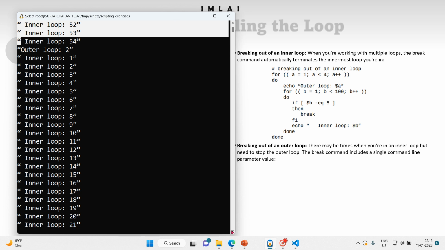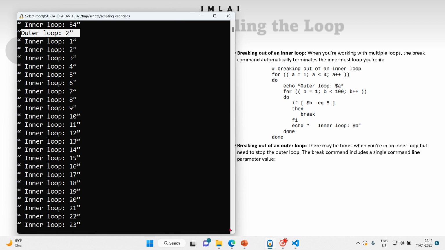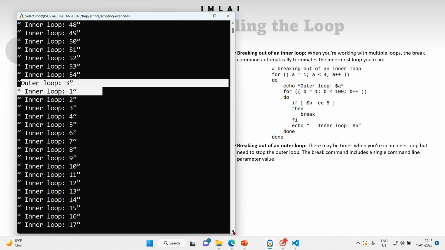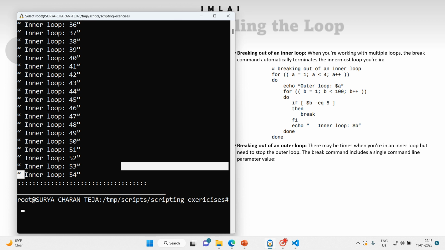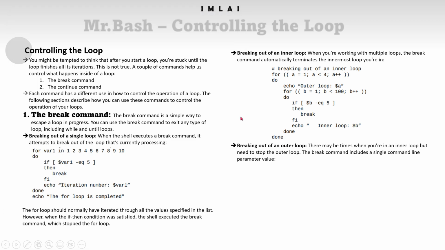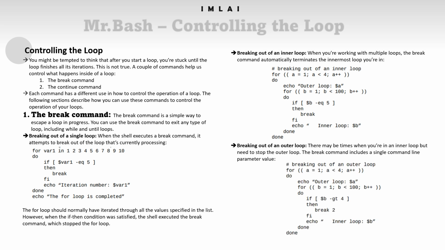Then we have the second outer loop, and again inside that we have 54 inner loop iterations, and then the third outer loop, and then we have 55 inner loop iterations. This is how you can even break out of an inner loop. Then finally we will look into breaking out of an outer loop. There may be times when you are in an inner loop but need to stop the outer loop. So in that case, the break command includes a single command line parameter value. That's it. So this is the logic.